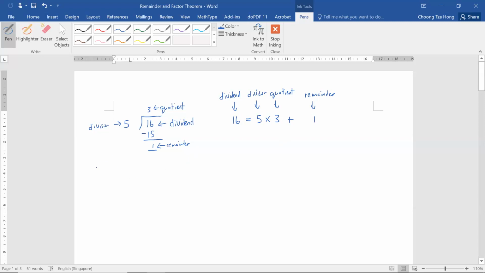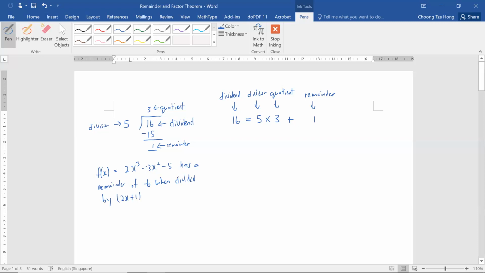Let's say we have a polynomial f(x), and f(x) is equal to 2x cubed minus 3x squared minus 5. And then we're going to divide this. Let's say the question tells you that it has a remainder of negative 6 when divided by 2x plus 1.